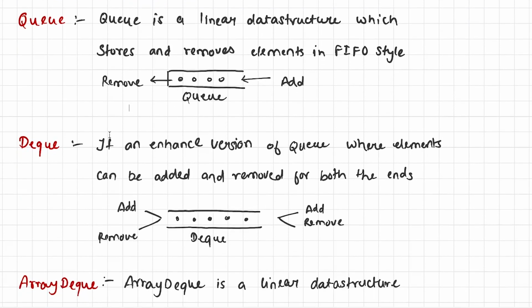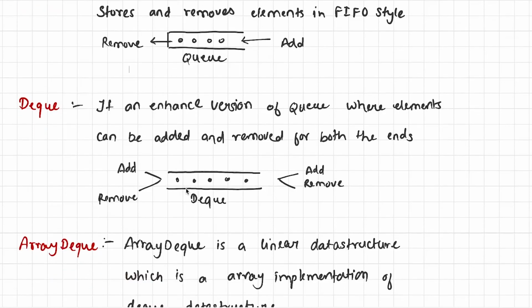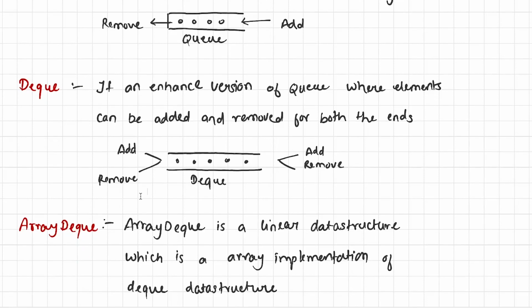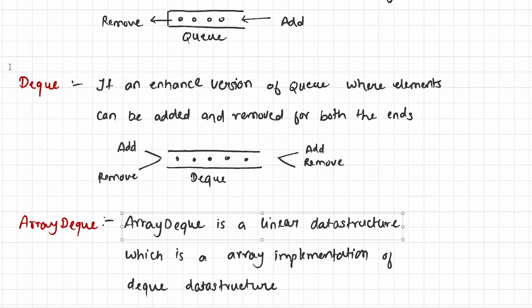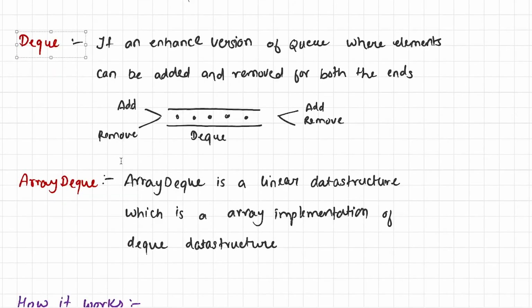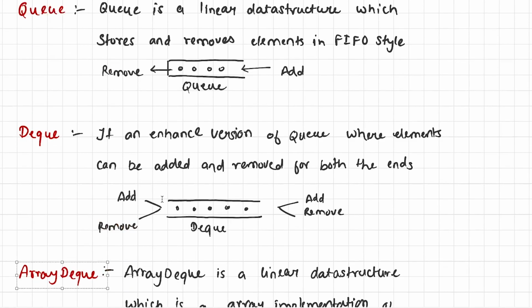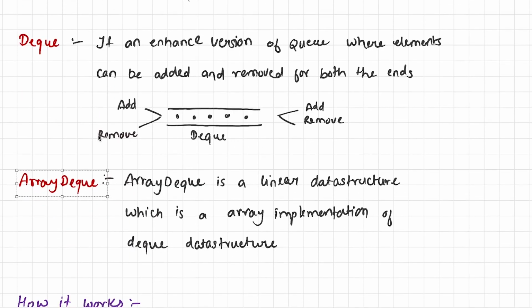Now what is a deque? A deque is also a queue, but it is an enhanced version of a queue. Why enhanced? Because it has two ends, and from both ends we can add or remove elements. So let's say this is a deque and it has two ends, one end here and the second end here, and from both ends we can add or remove items. Now the question is, what is ArrayDeque? ArrayDeque is a linear data structure which is an array implementation of the deque data structure. This deque data structure is implemented using an array, and that is why we call it ArrayDeque. Now I hope you understood what a queue, a deque, and an ArrayDeque are.